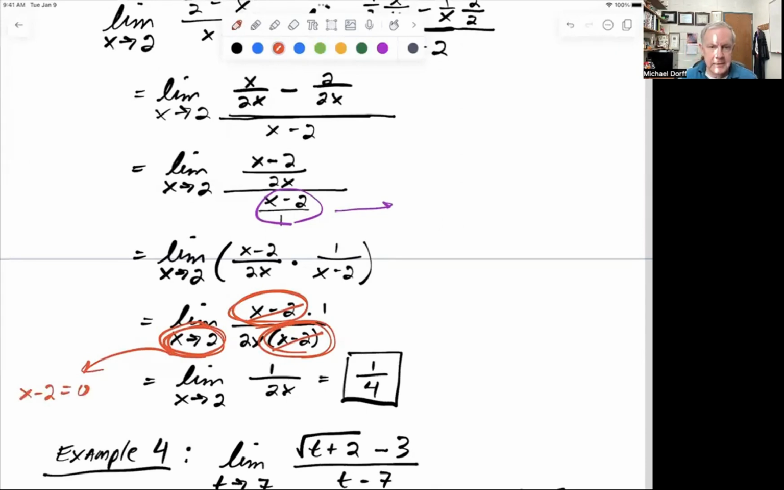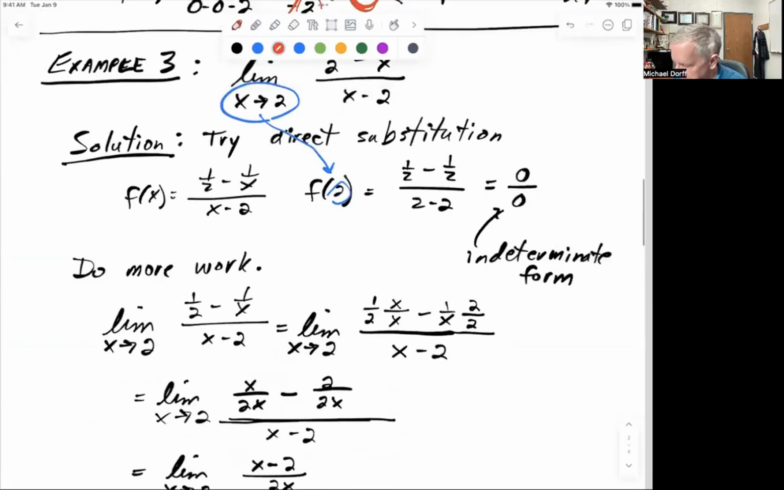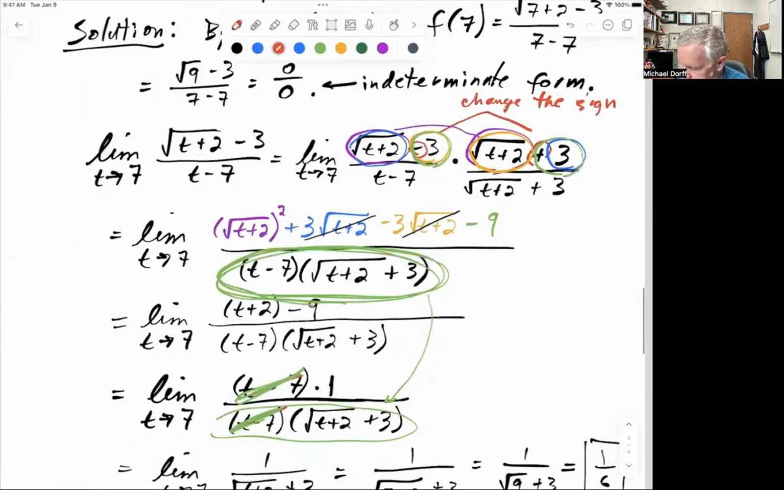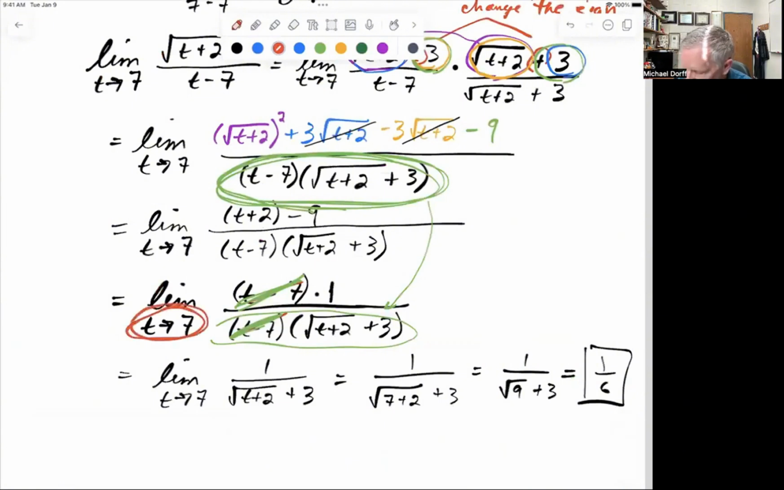That's what that x minus 2 going to 0 equaling 0 is why I get 0 over 0 in the original part where I had this indeterminate form. Likewise, down here in this previous example, I had my t going to 7. So that's t minus 7 equaling 0. That's also the t minus 7 that we canceled out. That's the 0 over 0 we cancel out. That will always happen in these problems.